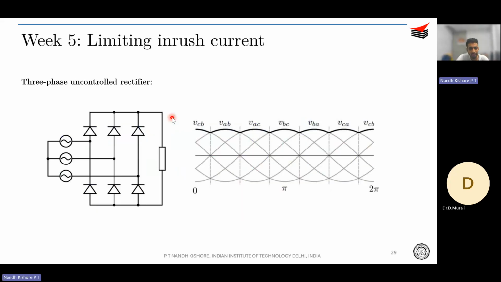And you also studied about the three phase uncontrolled rectifier. You get a 6 pulse within a line cycle.